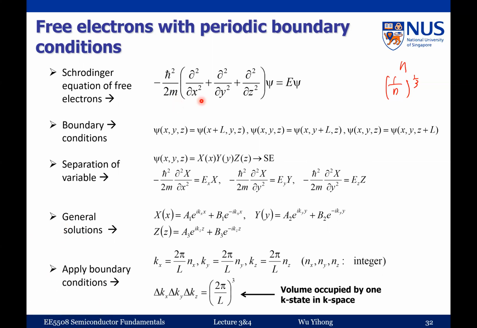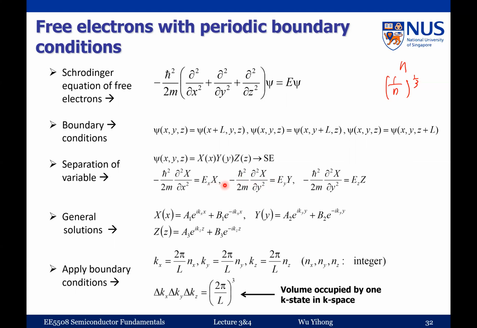Okay. So now, if you have a free electron, let me turn on the laser pointer. This is basically the Schrodinger equation for free electrons, right? Just now we talked about the quantum well, the quantum wire, and the quantum box. So now we look at the periodic boundary condition. This means that the wave function will repeat itself when you travel a distance of L in x direction, L in y direction, and L in z direction. This is to mimic the real situation in a crystal.